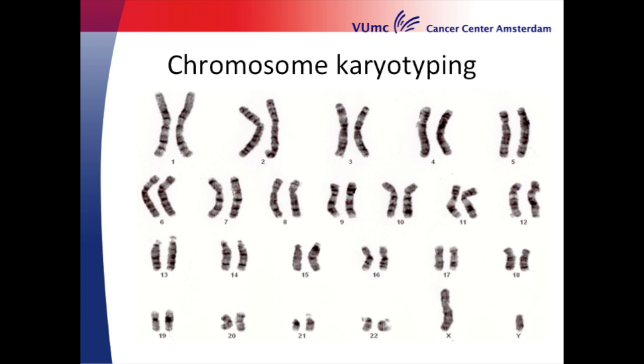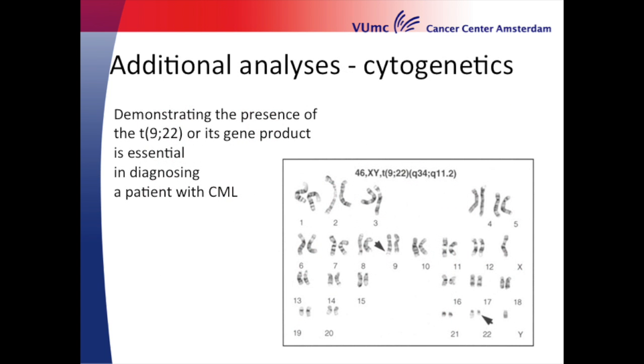Karyotyping will identify any numerical or structural chromosomal abnormalities. This is a normal male karyotype, whilst the patient with a CML has a completely different karyotype, which is shown in this slide. It has the specific translocation 9;22, which results in the formation of the so-called Philadelphia chromosome, an unusually short chromosome 22.